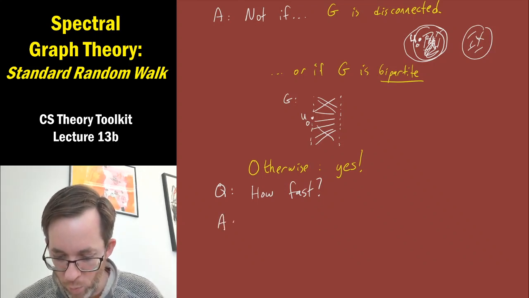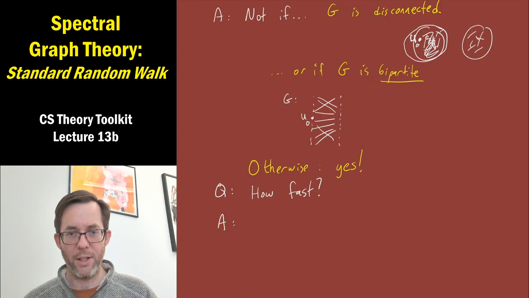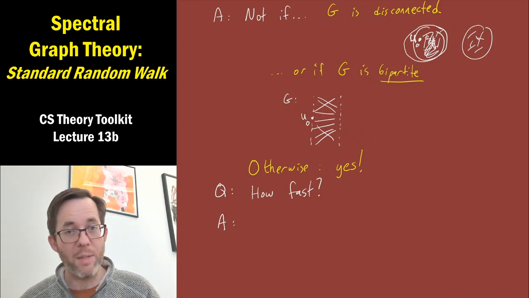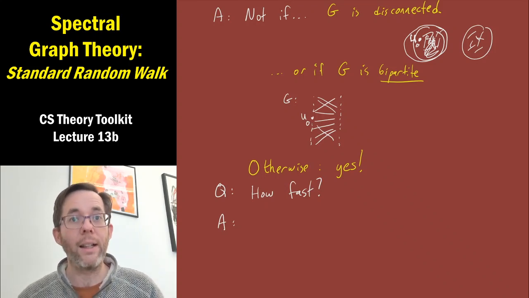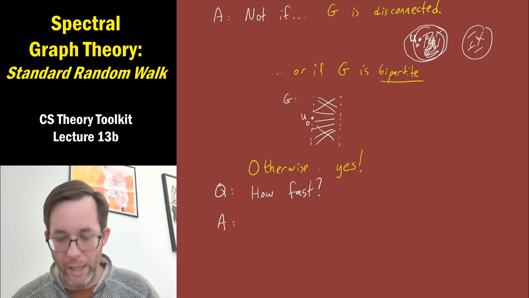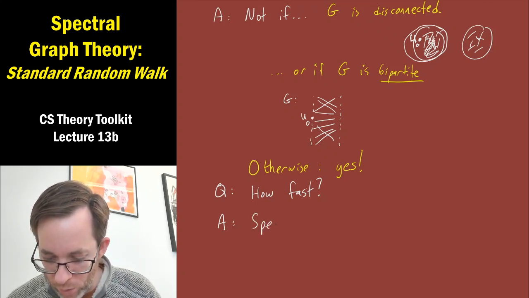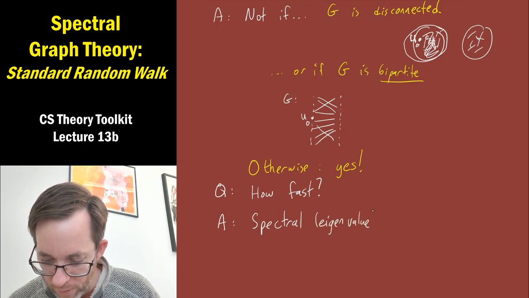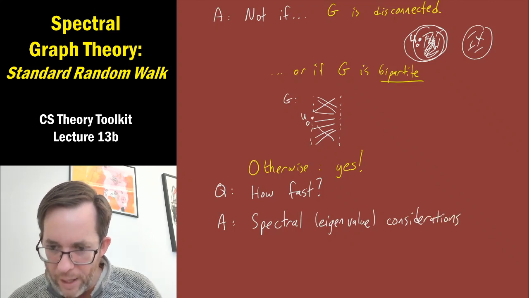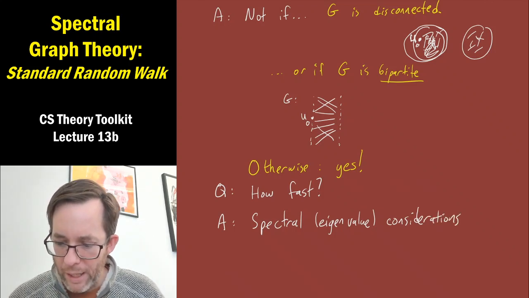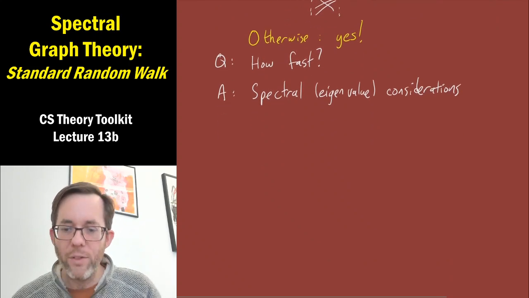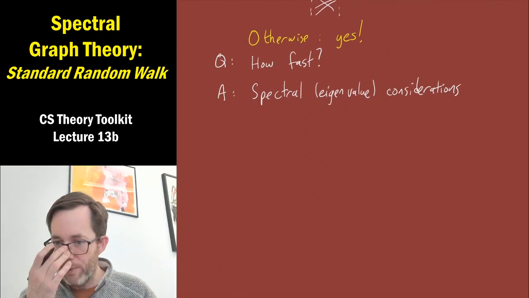And what's interesting, and this is why we're going to start to get into spectral graph theory and linear algebra and eigenvalues, is that these spectral eigenvalue considerations exactly enter into the picture when answering this question. So the answer to this question really has to do with spectral or eigenvalue considerations. And let me give you a taste of why that is.